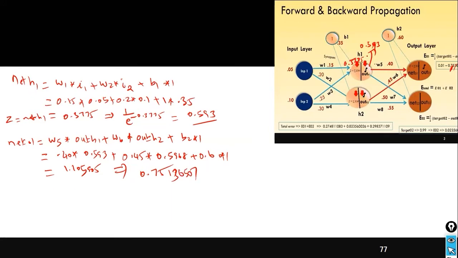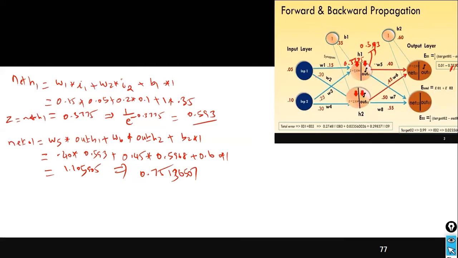From here to here, here to here, and here, right? So this is the one that gives us the predicted value. The out O1 gives us the predicted value 0.751. Similarly, we need to compute it for out O2, okay, with this one and this one, right?